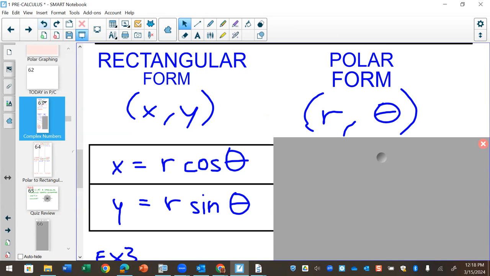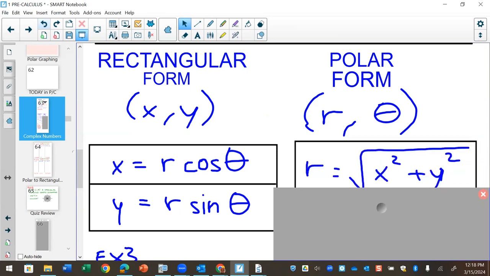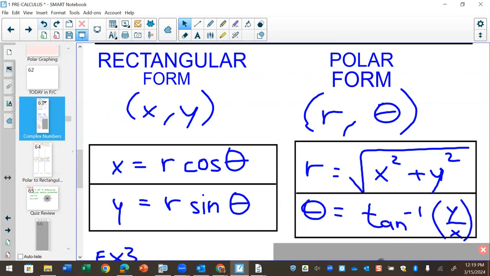Who remembers the formula for magnitude? Square root of x squared plus y squared. Same formula. And I know you remember this. How did you find theta? Inverse tangent of y over x. Same. So all four of these are old news. You knew these last chapter, okay? So I'll write them over here and we'll make use of them.